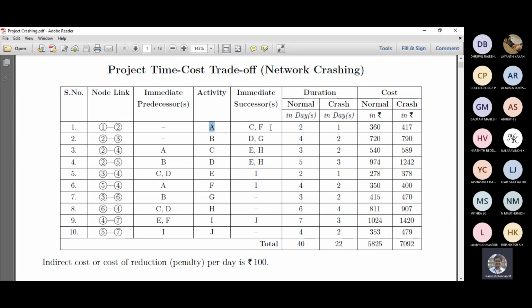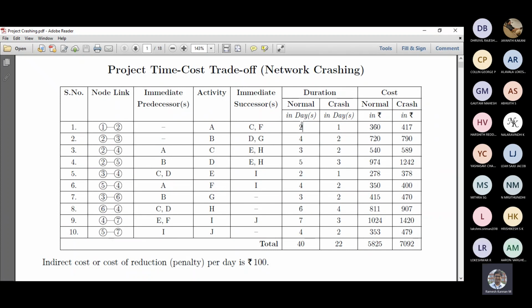if I want to construct that in one day, then one day is the crash duration. So 2 minus 1 is 1. Instead of 2 days, I'm going to finish that in one day itself. But then it will not be the same cost. There will be some increased cost. That's called crash cost: the amount of money you pump in so that activity A can be completed in one day instead of the normally scheduled 2 days. That is basically the crash cost.